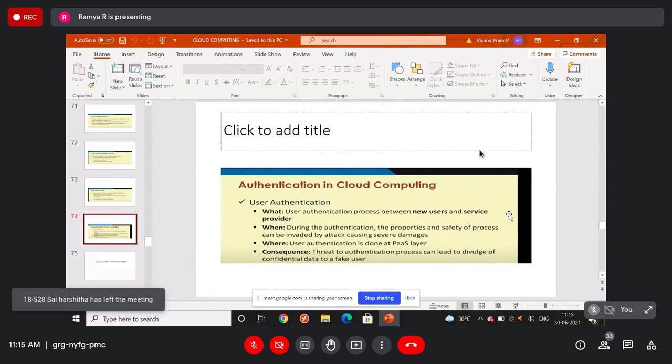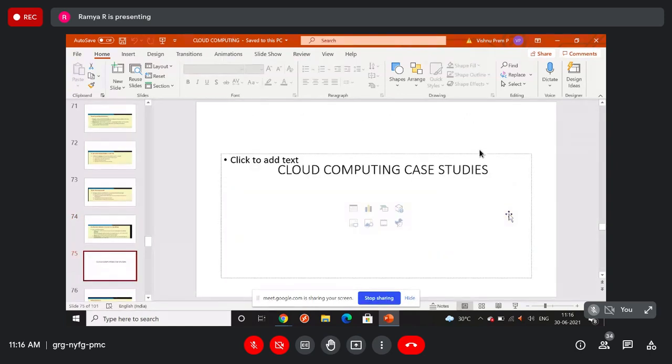Because whenever you are entering some data, it has already taken some data. If you are entering some user ID, if you are creating some new login, it has already been taken. So all these things you have to give. During authentication, the properties and safety of the process can be invaded by an attack causing severe damages. User authentication is done at the platform as a service layer, and as a consequence, a threat to the authentication process can lead to divulging of confidential data to a fake user. So these are the different things.